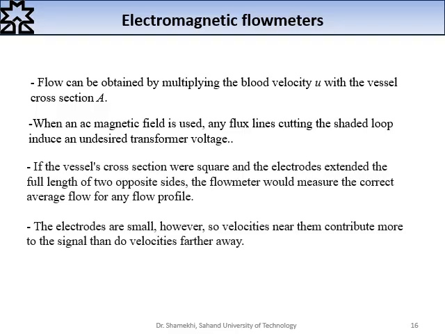When an AC magnetic field is used, any flux line cutting the shaped loop induces an undesired transformer voltage. If the vessel's cross-section were a square and the electrodes extended the full length of two possible sides, the flow meter would measure the correct average flow for any flow profile. The electrodes are small, however, so velocities near them contribute more to the signal than velocities farther away.